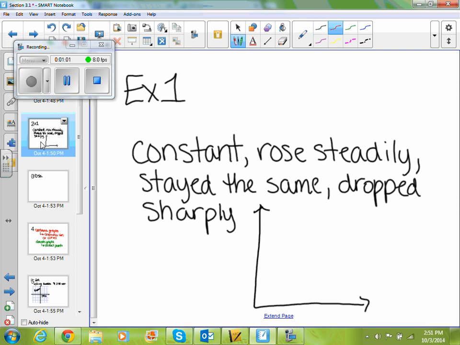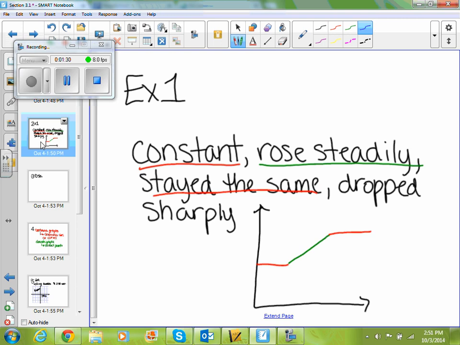So I'm going to start with constant, okay? Constant just means that we have a flat line, okay? So the air temperature was constant for a while. Then it says that it rose steadily, okay? So we're going to slowly increase on our graph, okay? An increasing line where it rises. Then it said that it stayed the same, which again is constant. So we're going to have some type of constant air temperature for a while.